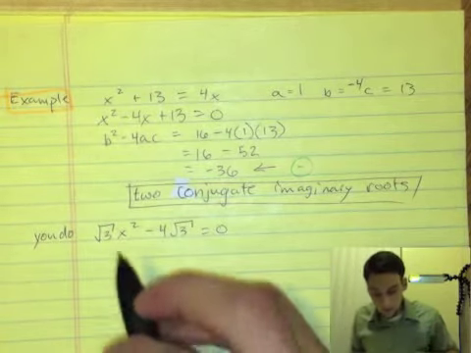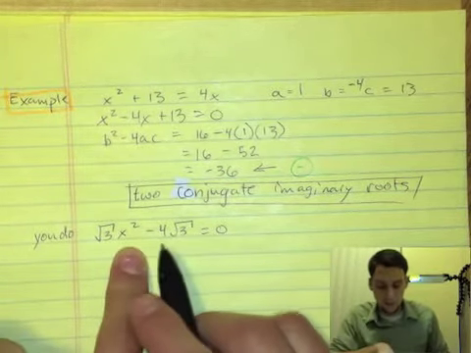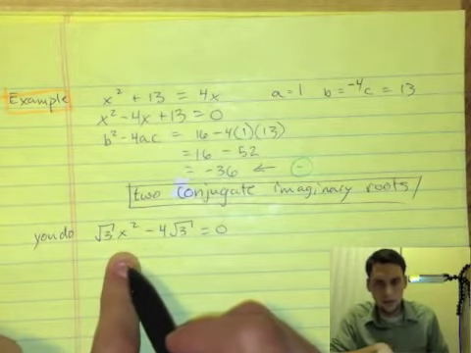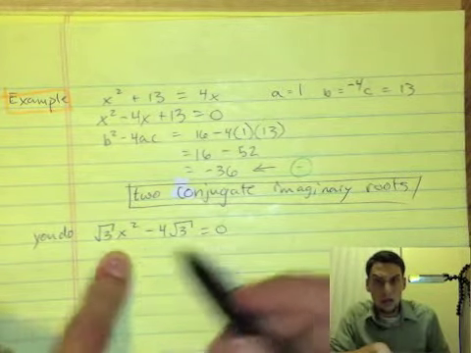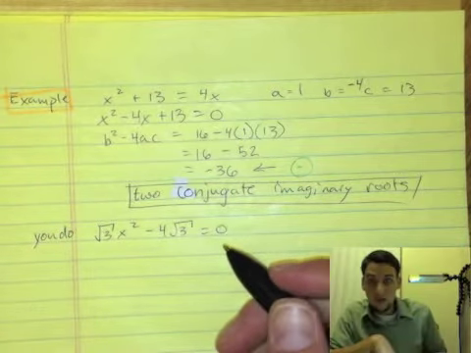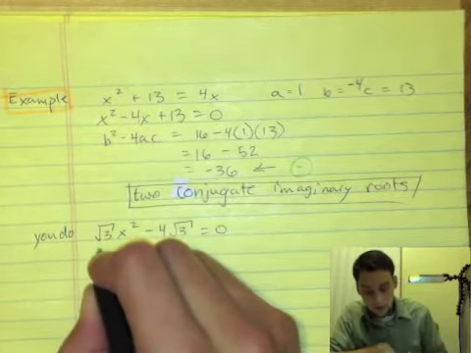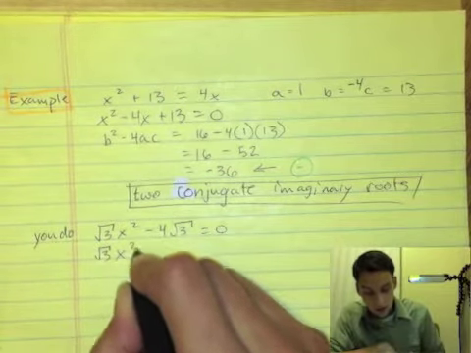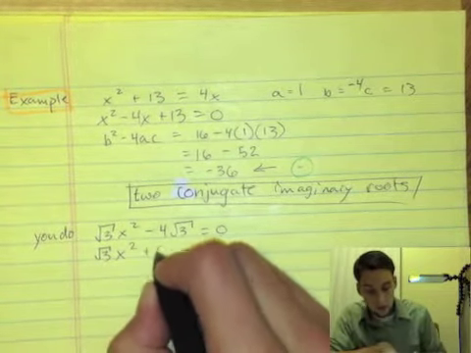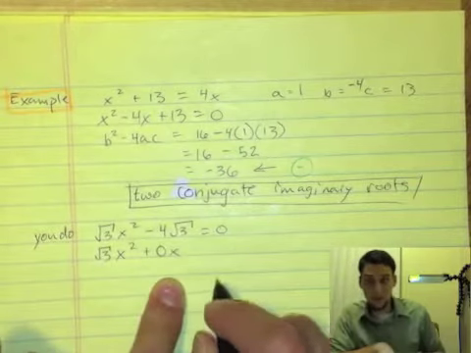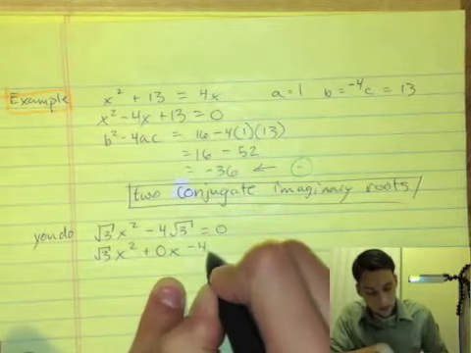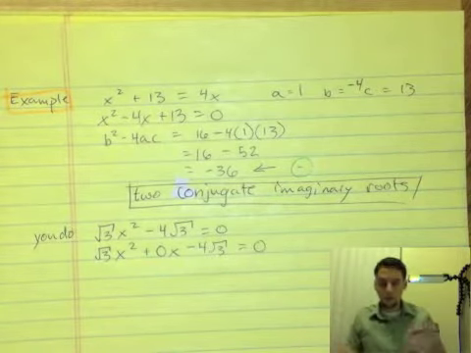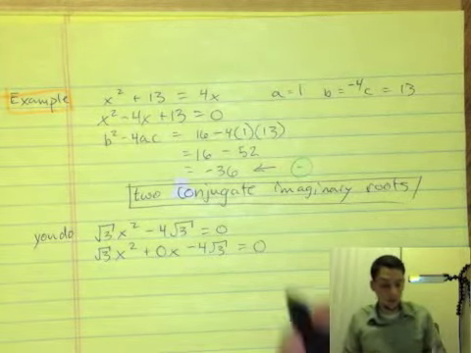I'm just going to finish it now. We need to get this into standard form. There's an x squared term. There is no x term. So that must mean the coefficient of the x term is 0. So I'm going to rewrite this into standard form: root 3 x squared, we want the x squared term first, plus 0x, minus 4 root 3, that's our constant term, equals 0.